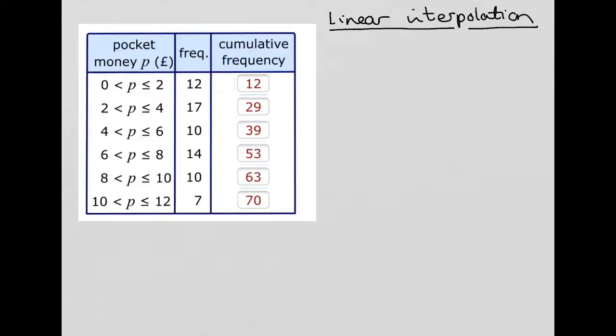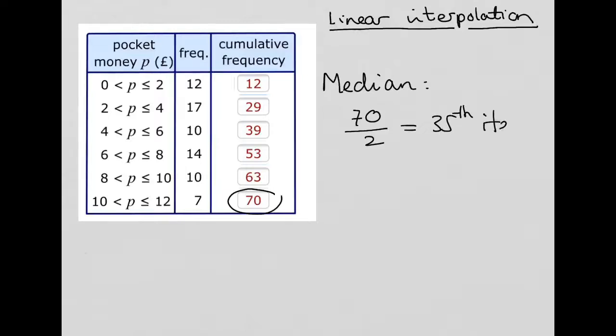and this allows us to more accurately work out the median. So if we were doing this back at GCSE, for example, and I asked you to work out the median, you would figure out where halfway is. So the median here, total of 70 values. I want halfway.